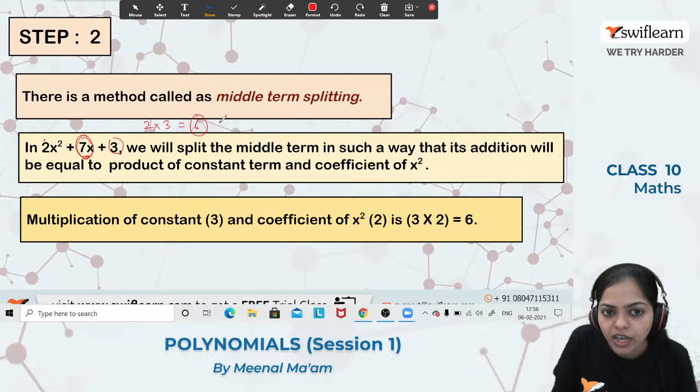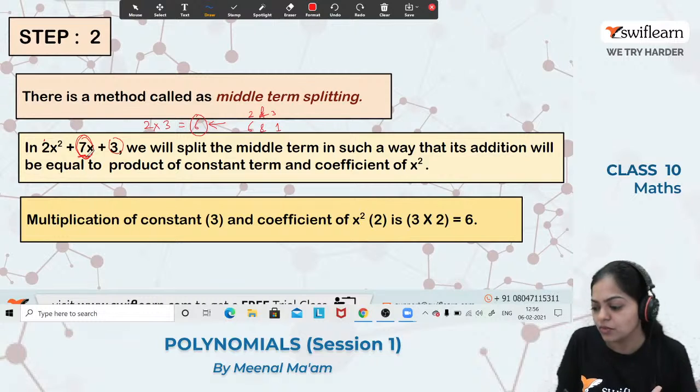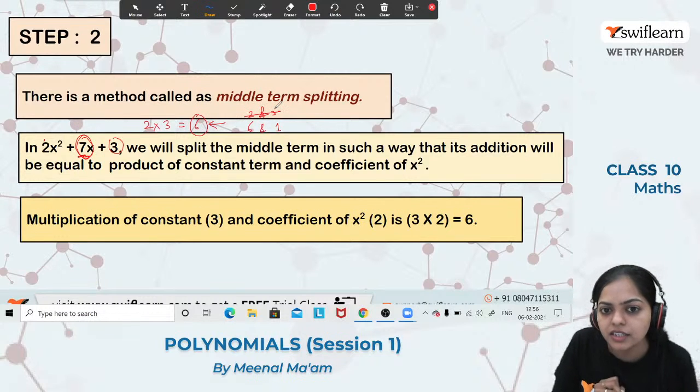Okay, now we have to take the factors of 6 such that their sum will be equal to the middle term. So the factors of 6 will be 2 and 3. The other factors are 6 and 1. But when we add 2 and 3, we don't get 7, so we can't take these as factors.